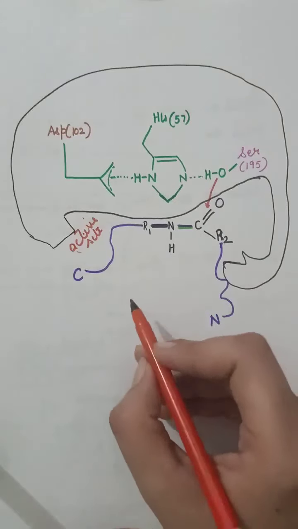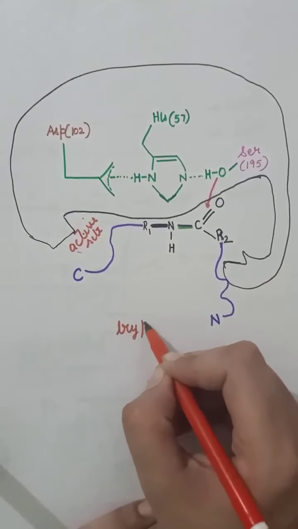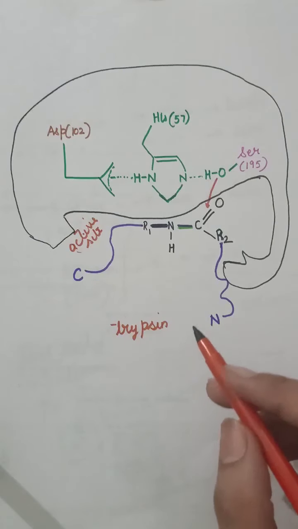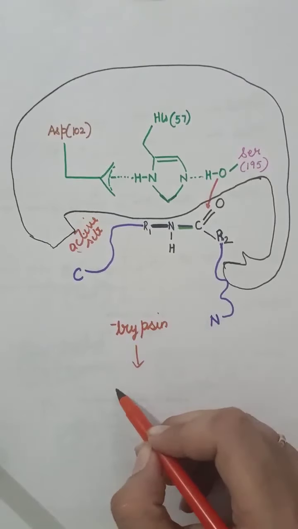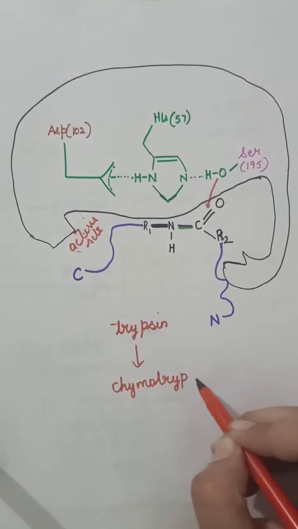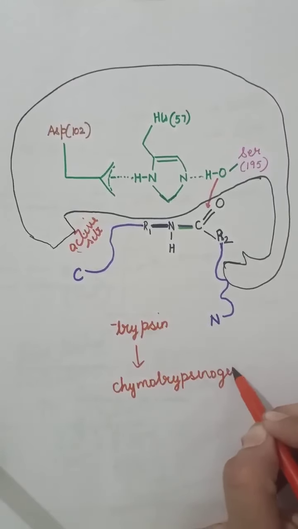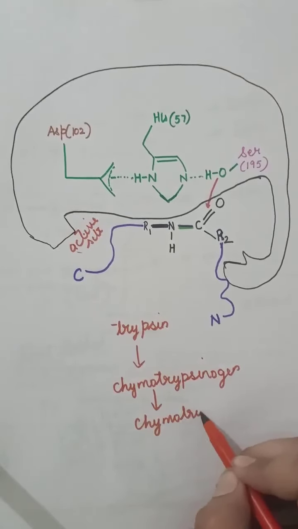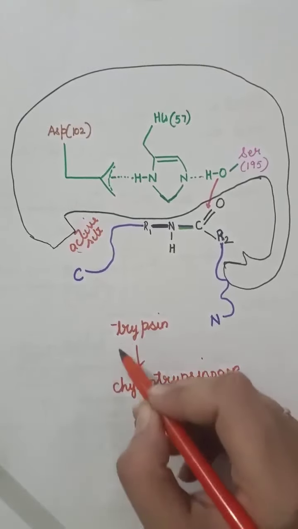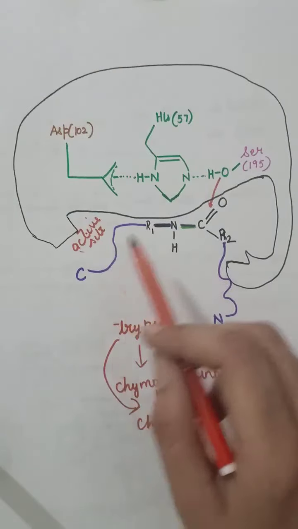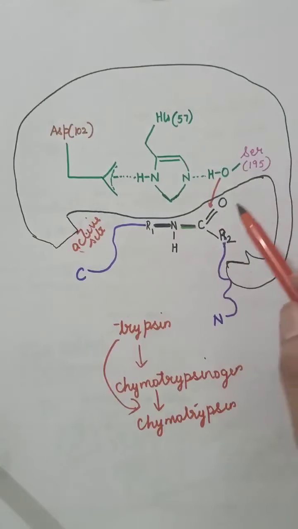And this is in situ activation. First of all, trypsin gets activated, and after its activation, it helps in the activation of chymotrypsinogen to chymotrypsin. Means chymotrypsinogen gets converted into chymotrypsin with the help of this trypsin enzyme. And in chymotrypsin, this active site gets exposed. That's why this is known as the active enzyme. When this active site gets exposed, this enzyme becomes active.